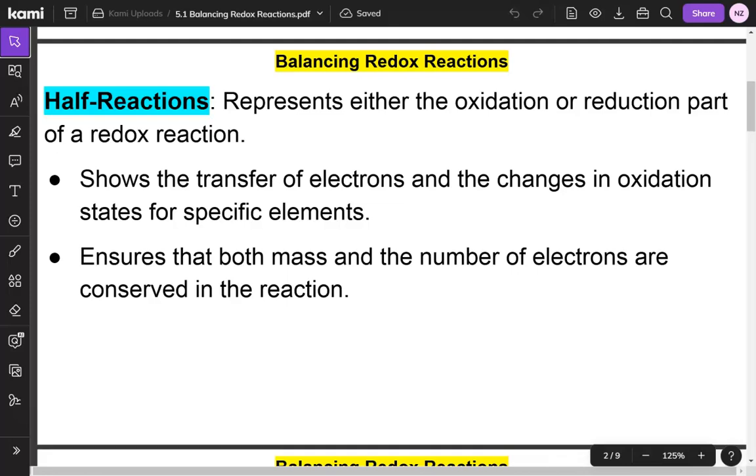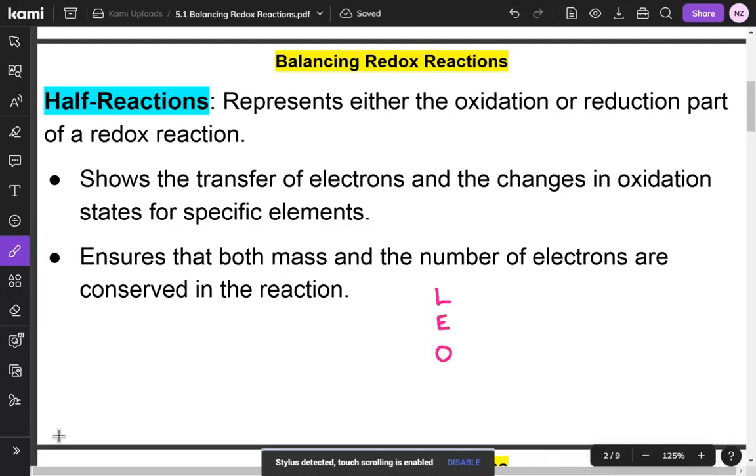So let's start by defining half reactions. These represent either the oxidation or the reduction part of a redox reaction. So remember, the difference between oxidation and reduction can be remembered using Leo the Lion says Ger. So loss of electrons is oxidation, gain of electrons is reduction.